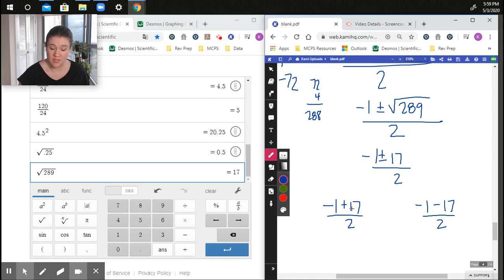Negative 1 plus 17 is 16, divided by 2 is 8. And negative 1 minus 17 is negative 18, divided by 2 is negative 9.